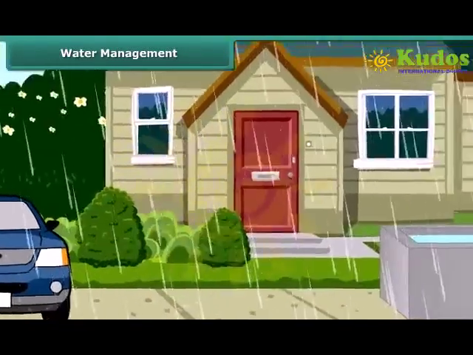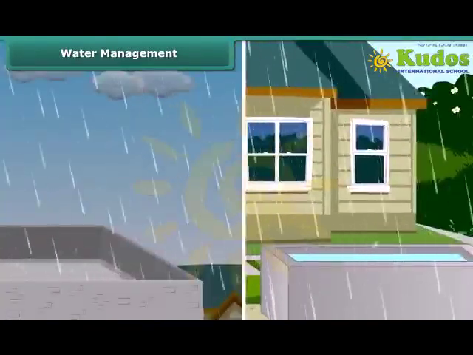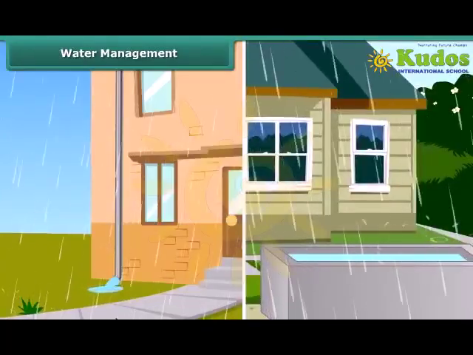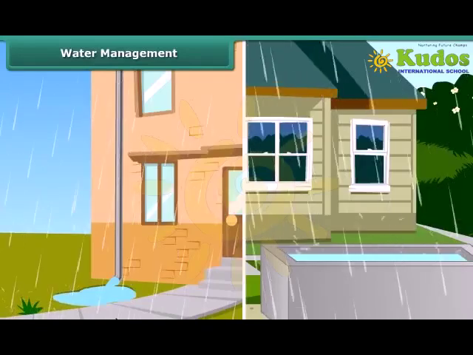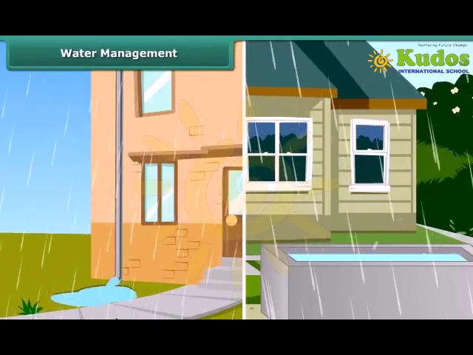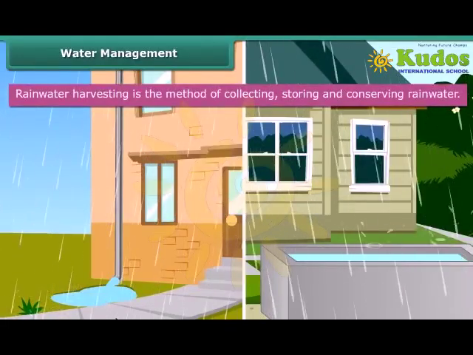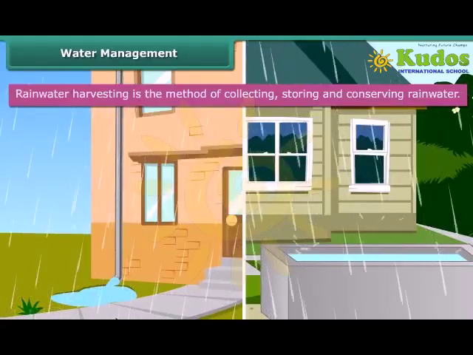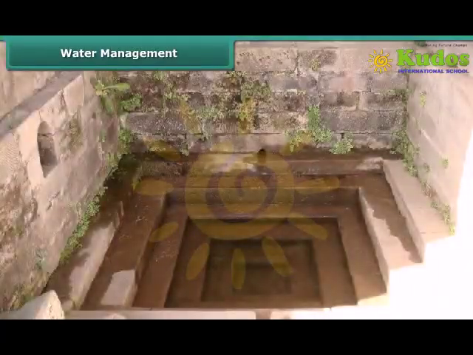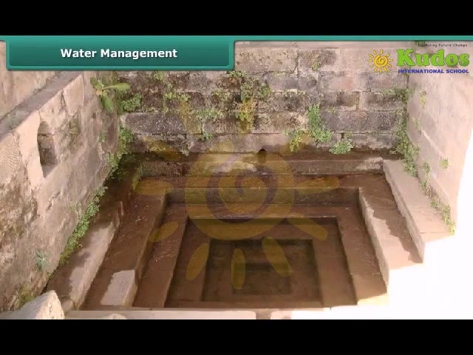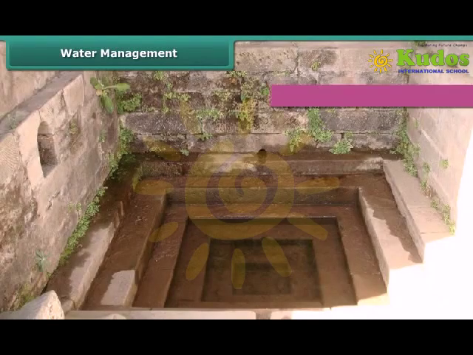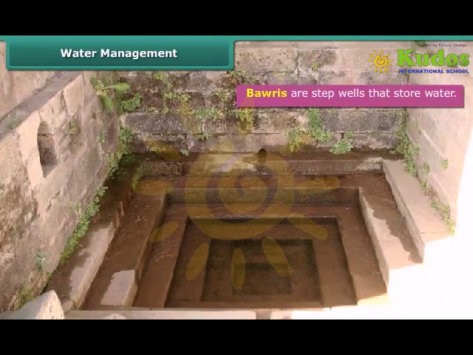If we collect and store all the rainwater that falls on terraces, roads, and pavements instead of letting it run into the ditches, we could actually have vast reserves of water. Collecting, storing, and conserving rainwater is called rainwater harvesting. Bawri, the traditional way of collecting water, can be revived. Bawris are step wells that store water. The stored water can be reached by descending a few steps. Bawris can also be multi-storied.